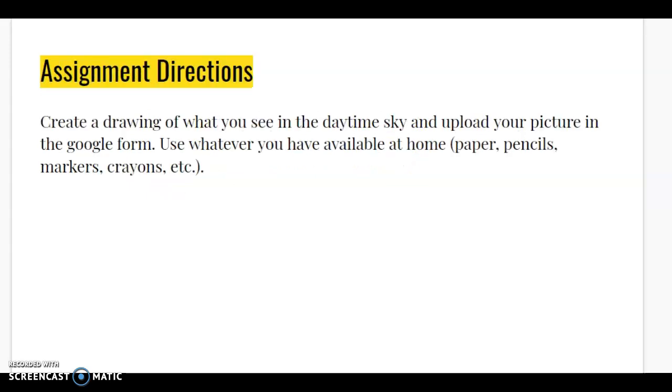So your assignment directions for today say: create a drawing of what you see in the daytime sky and upload your picture in the Google form. Use whatever you have available at home, like paper, pencils, markers, crayons, whatever you have to make your picture.